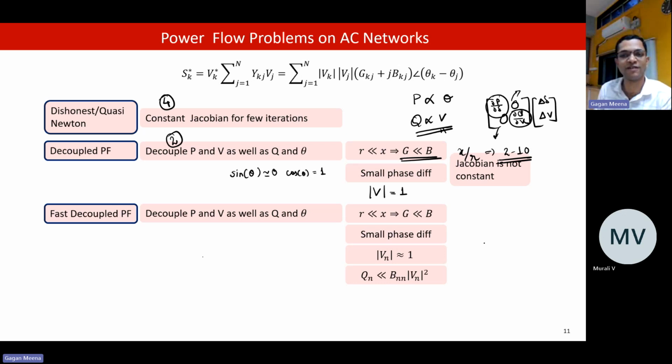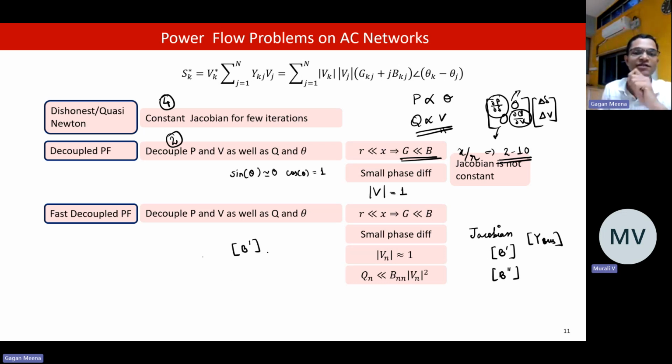This will make the Jacobian itself constant, because it will simply depend upon that B prime and B double prime, which we can calculate directly from the Y bus matrix. And because these are constant, their inverse is a very computationally intensive operation.